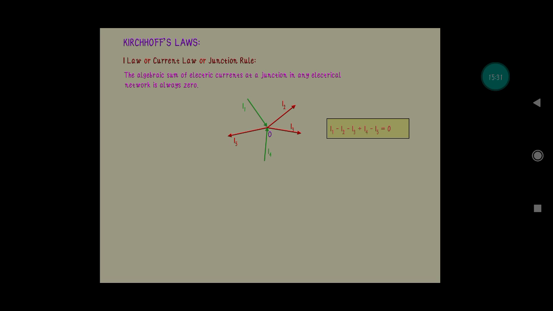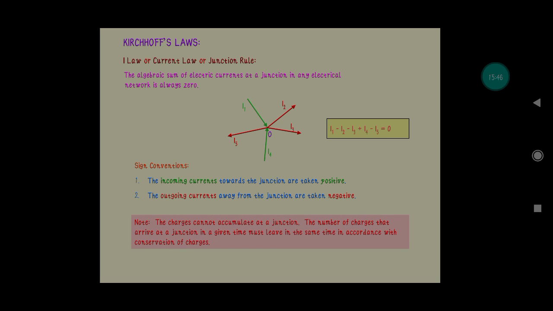So if you take I2, I3, I4 to the other side, that will tell you indeed that incoming current should be equal to outgoing current, right? So this is what I am telling. The incoming current towards the junction is taken as positive, as we were saying, and outgoing should be taken as negative. No charges will accumulate at any junction. So it talks about the conservation of charges.